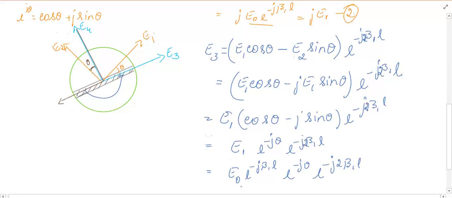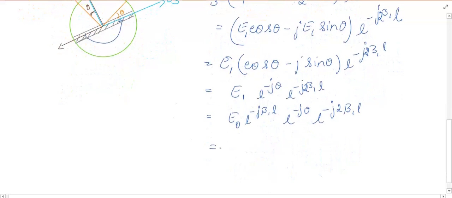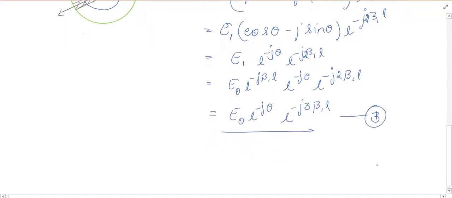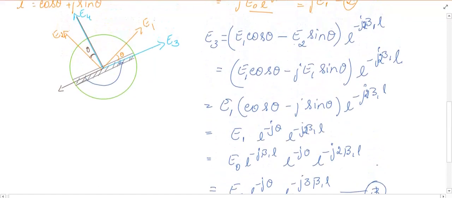Upon further simplification I can write it as E naught e to the power minus j theta e to the power minus j 3 beta 1L. So we wrote the expressions in terms of E naught, e to the power minus j theta, and e to the power some number of times j beta 1L. I will consider this as equation number 3. Now in a similar way, what expression for E4 can I write?